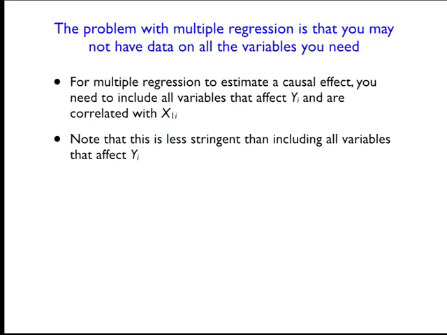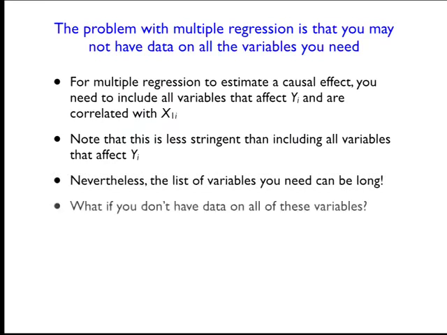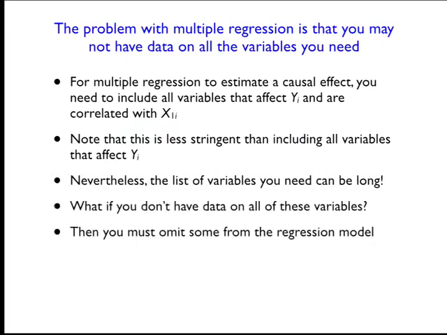In order to generate the causal effect, you need to include all the variables that affect y and are correlated with x1. And as we discussed, that's less stringent than including all of the variables that affect y, because you can come up with variables that might affect y but won't be correlated with x1, for example, as group 7 did there. Despite that fact, the list of variables that you need can often be very long, and you might not be able to get data on all of those variables.